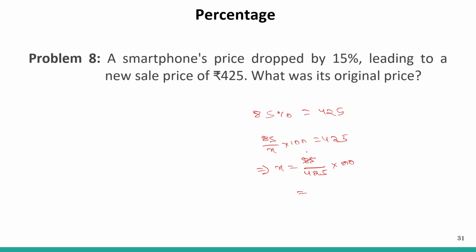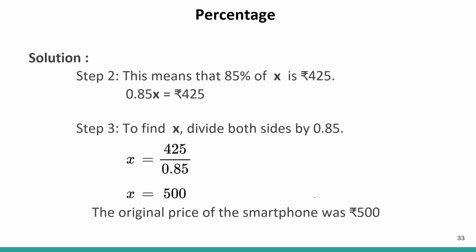If we divide by 5, this will be equal to 17, right? And if we divide this by 5, what will be left is 85. So 17 into 5 is equal to 85. So this will be equal to 1 by 5 into 100. This is equal to 20%. So 85% of the original price, that is 0.85x, is equal to 500.